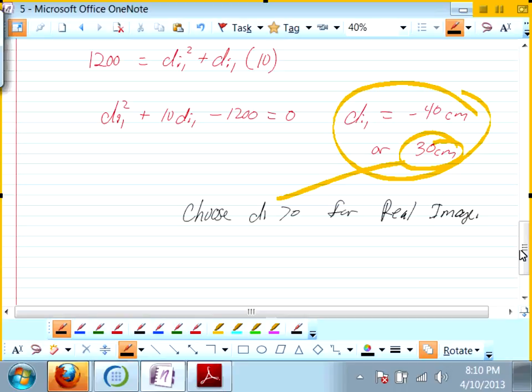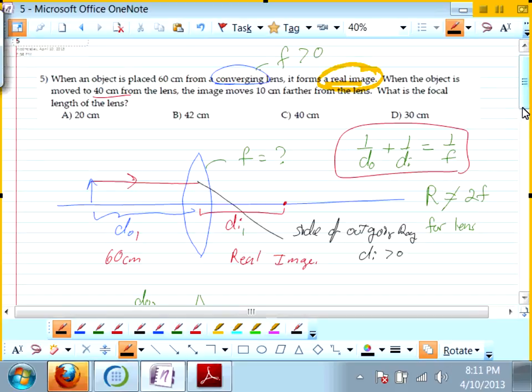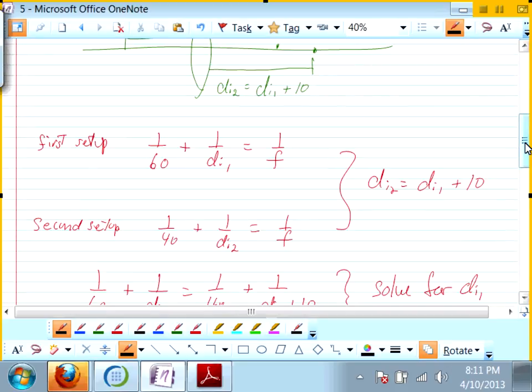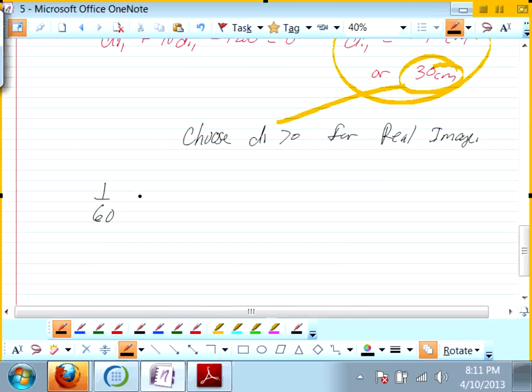And finally having DI, and we chose the right one, now we can go back and get that focal length using the first setup. 1 over 60 plus 1 over 30 equals 1 over F. F is equal to 20 centimeters. And this had to be a positive number because they also told us that it's a converging lens.